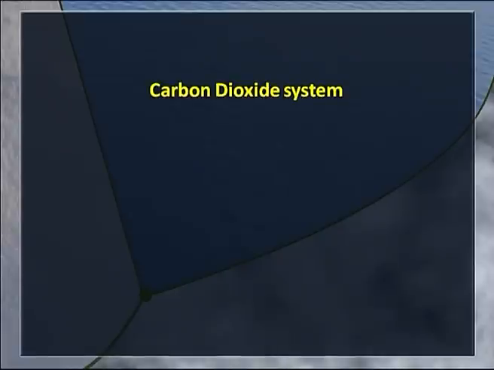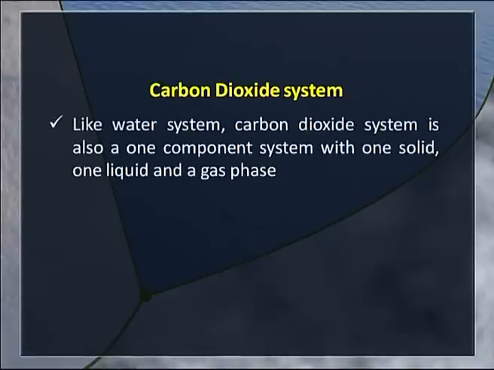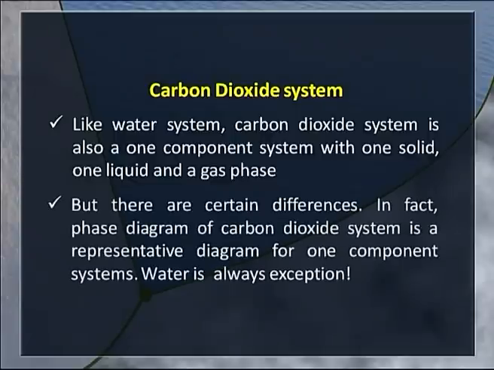Let me begin with carbon dioxide system. Like water system, carbon dioxide system is also a one component system which exists in one solid, one liquid and a gas phase. But there are differences, and in fact the phase diagram of carbon dioxide system is a representative of one component systems, and as we know, water always behaves differently. It is an exception.